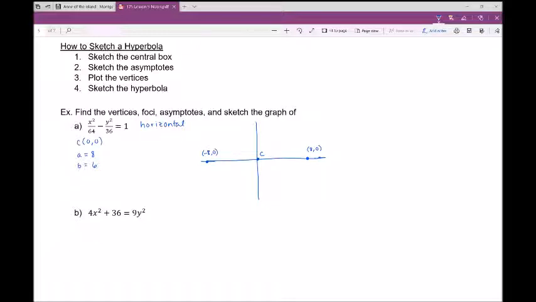Because b is equal to 6, we'll have a point 6 units up from c. So we'll have 0, 6. And we'll have a point 6 units down from c. So this would be 0, negative 6. Okay? So these are the 4 points that determine our box. And you might think that it looks a bit like when we graphed ellipses, but this time instead of connecting it with a curve, we're going to draw a box.